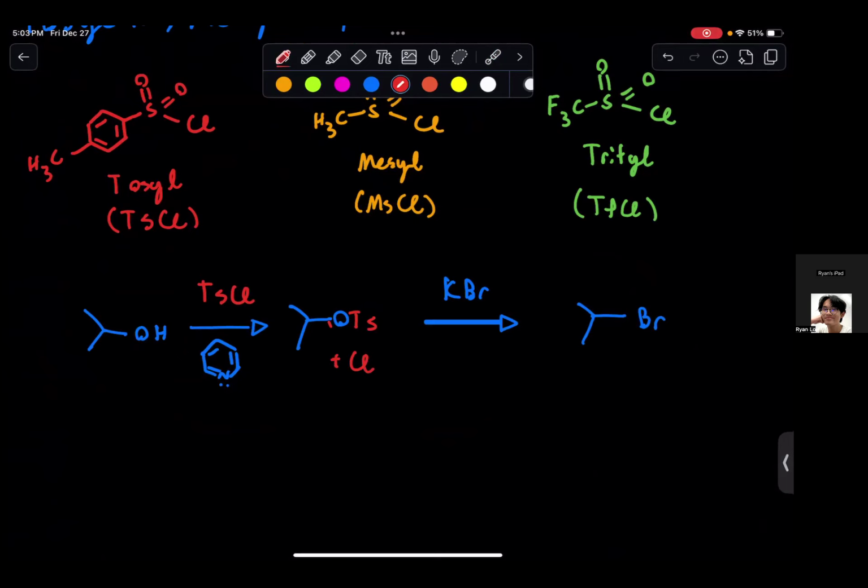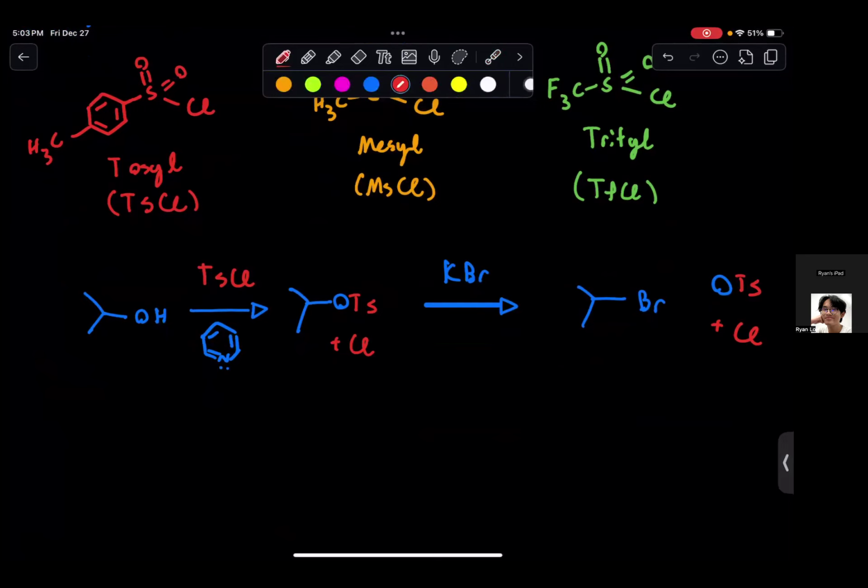Once that's there, this OH that has OTs on it is now able to conduct an SN2 attack. And then from there, this OTs will pop off. You end up with OTs over here, plus Cl, and you end up with this at the end.